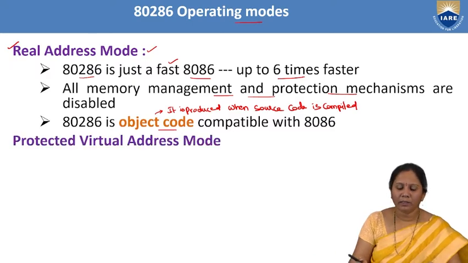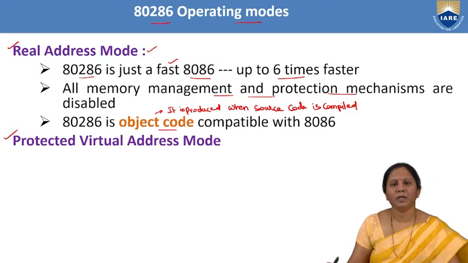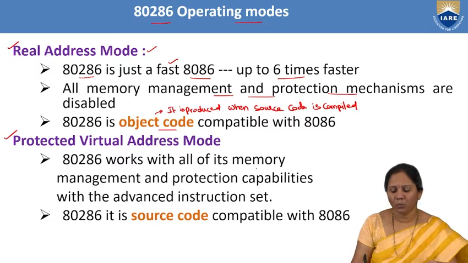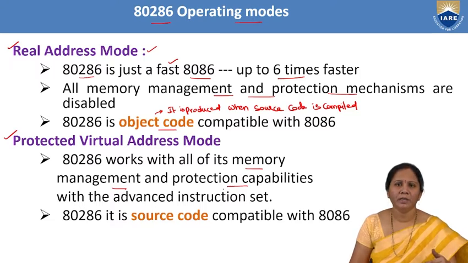Now, another operating mode of the 80286 is protected virtual address mode. When the 80286 is operating in this mode, the memory management mechanism and also protection capabilities will be enabled. Along with that, the 80286 microprocessor will have an advanced instruction set.